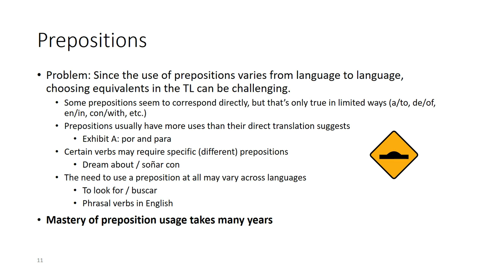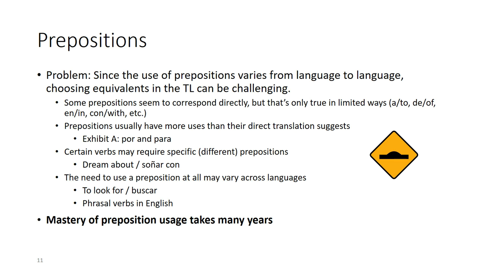So for example, por and para, we're taught that they're both equivalents for "for" in English, and that we have to choose between por and para if we're trying to translate the idea of "for." But por and para are the equivalents of several other prepositions in English, such as by, alongside, to, on behalf of, etc. We also need to know that certain verbs may require specific prepositions, and that these prepositions might be different from language to language. Different in the sense that they're not the preposition you would expect in a direct translation.